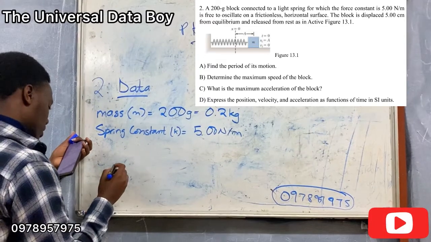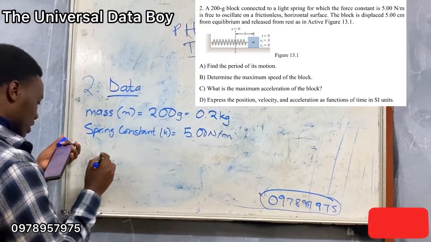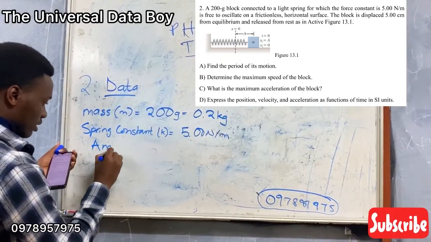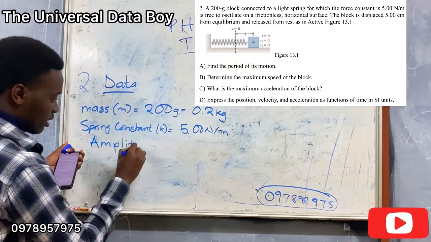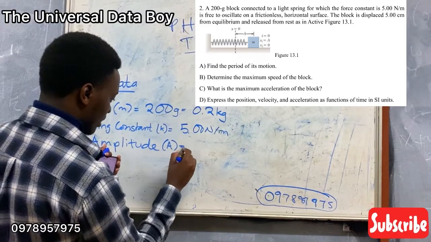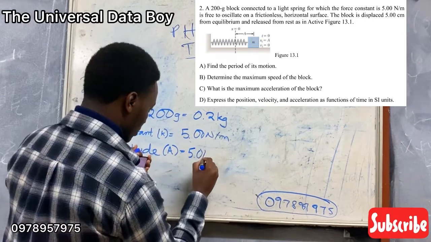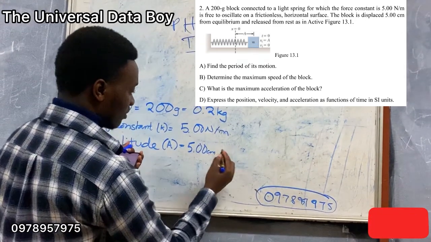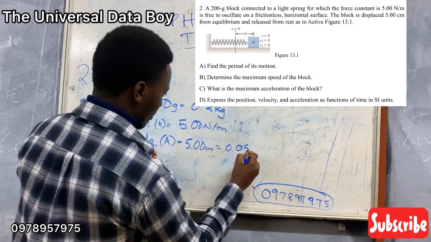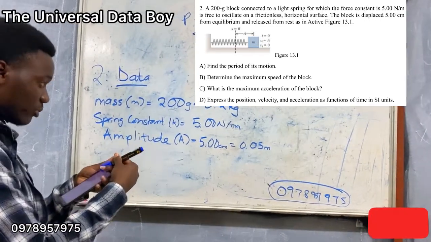Then we have got the displacement, which is 5 centimeters, which is typically the same as the amplitude. The amplitude is the maximum displacement. Others use x naught, but it's still the same thing, which is 5.00 centimeters. So divided by 100 to get meters, we're going to have 0.05 meters.